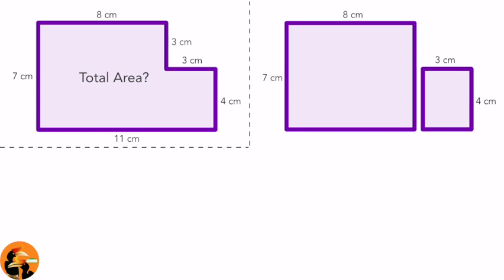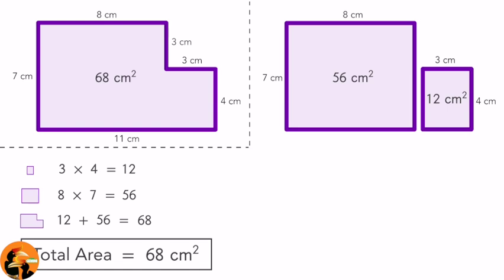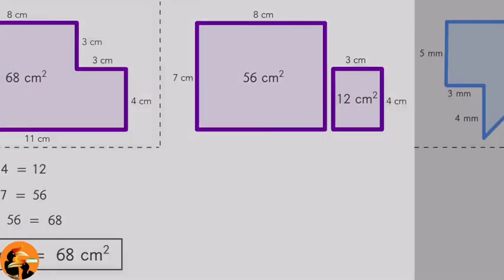Let's find the areas of each rectangle and add them together to find the total area. Remember, the area of a rectangle is the base length times the height. So for the small rectangle, we have 3 times 4, or 12 square centimeters. And for the larger rectangle, we have 8 times 7, or 56 square centimeters. Now, to find the total area, we add these two separate areas together. 12 plus 56 is 68. Therefore, the area of this compound figure is 68 square centimeters. Nice work. Let's try another one.